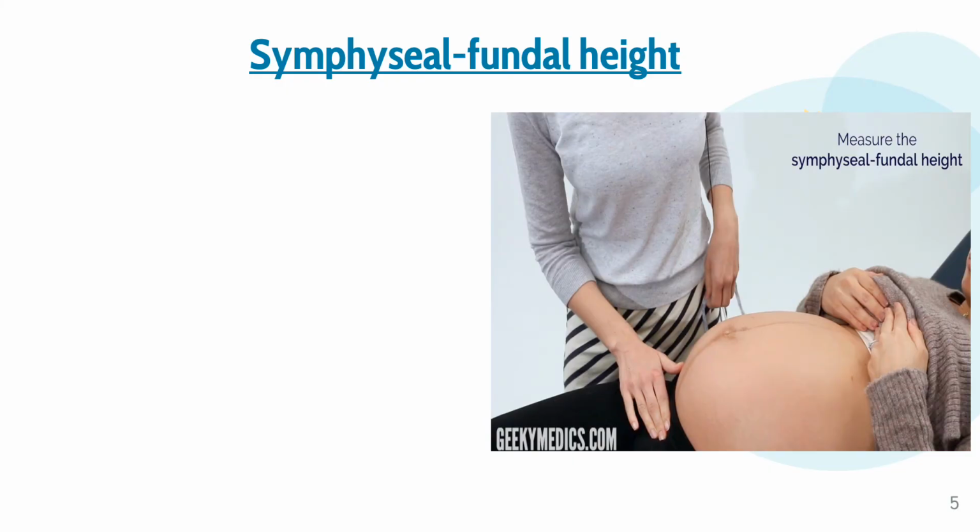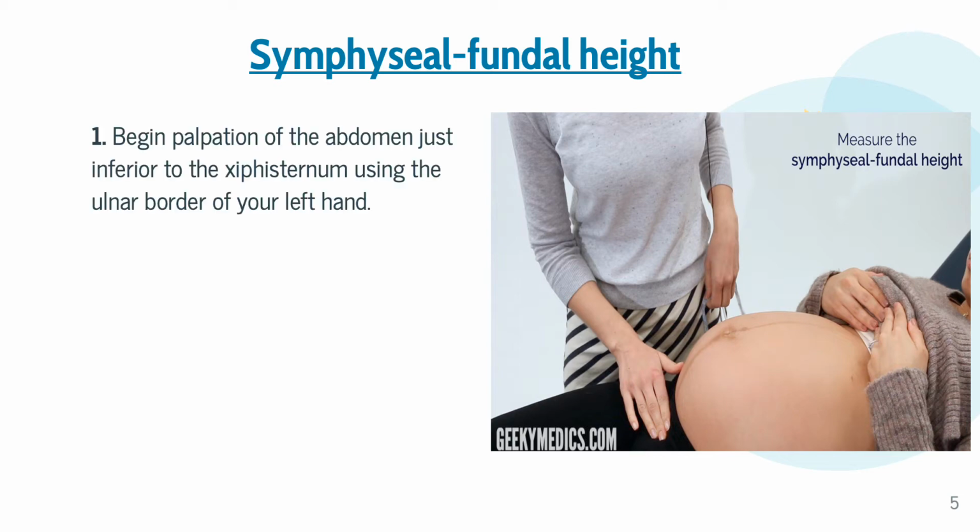Now let us proceed with the symphyseal fundal height. This is the distance between the fundus and the upper border of the pubic symphysis. To measure the symphyseal fundal height, first we begin with the palpation of the abdomen just inferior to the xiphisternum using the ulnar border of your left hand. Locate the fundus of the uterus. There is a firm feeling edge at the upper border of the bump.